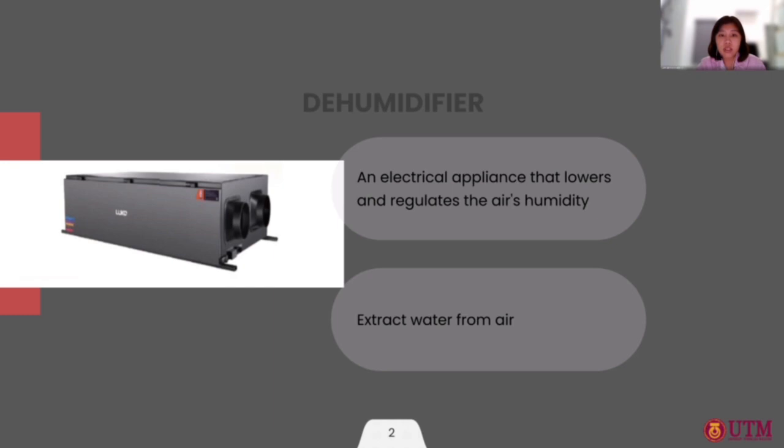A dehumidifier can be defined as an electrical air conditioning device that lowers and regulates the air's humidity at a comfortable level by extracting the water from the air. This is to ensure good indoor air quality.